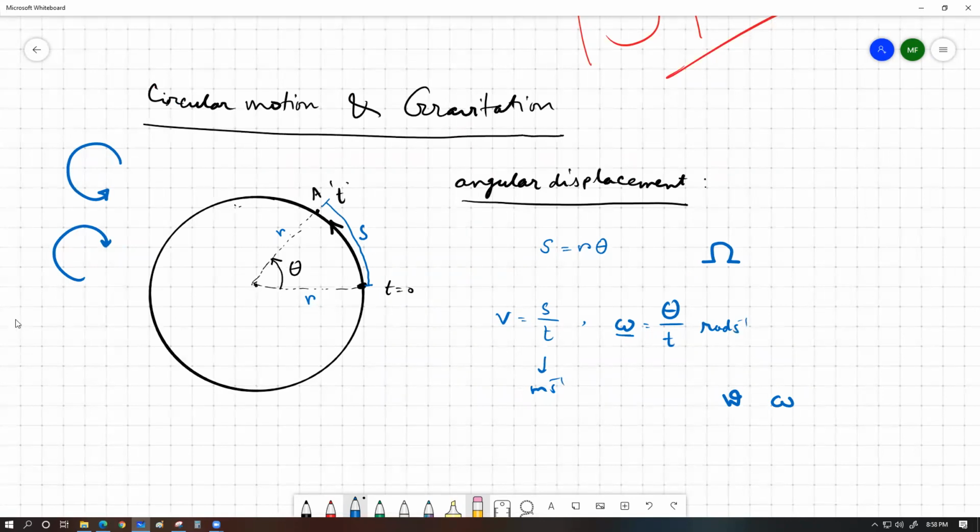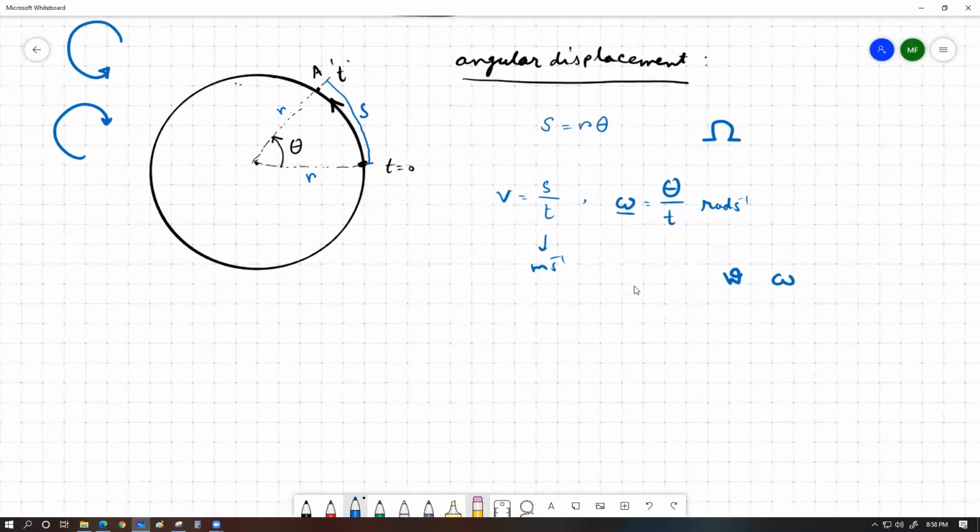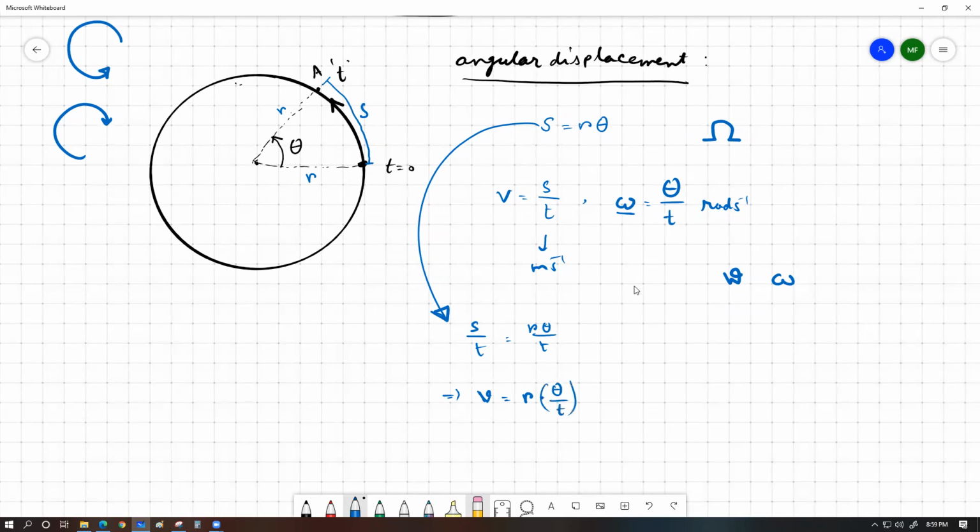Similarly, we can also utilize this equation. If I divide both sides by t, I can write s divided by t equals r theta divided by t. Now s by t gives us the linear speed. If I take the r individually and keep theta by t separate, this part theta over t gives us omega, so r omega. So ultimately we can also write v equals r omega.